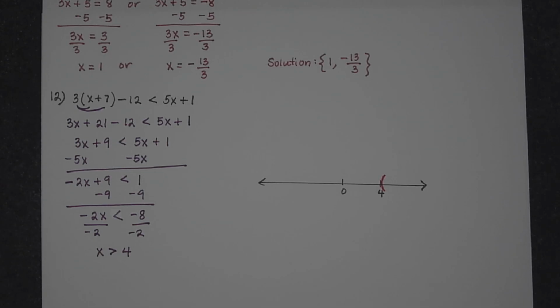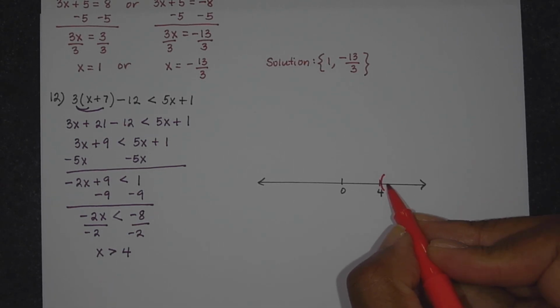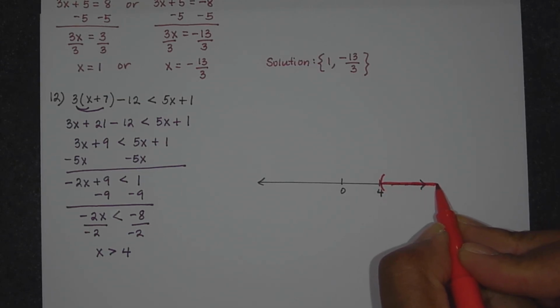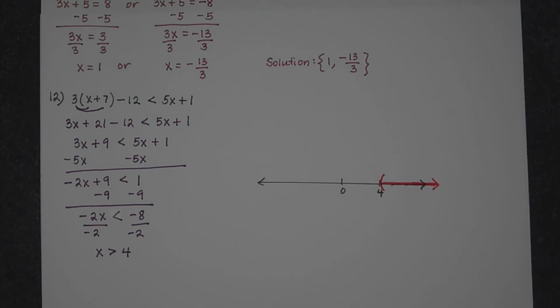And notice that the inequality symbol points to the right. That means I need to shade everything to the right of 4, like this. That would be the graph of the solution set.